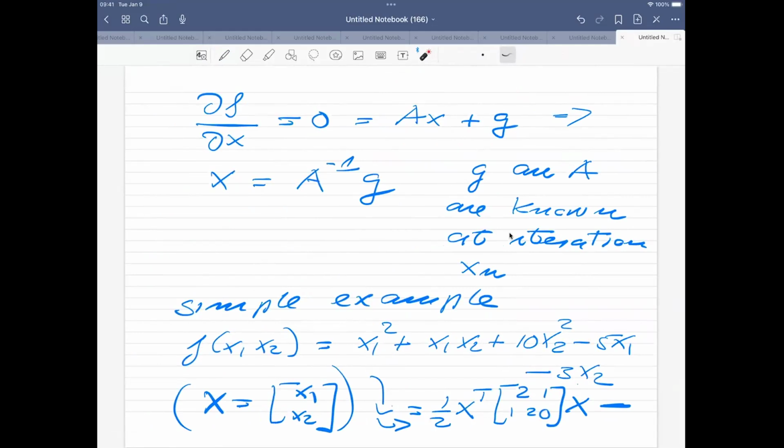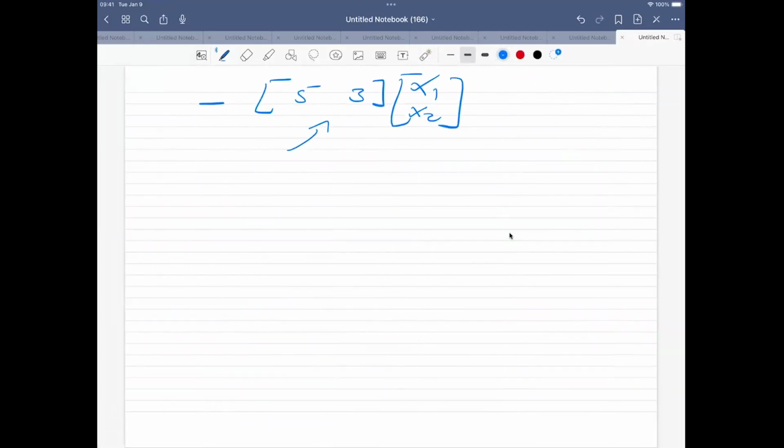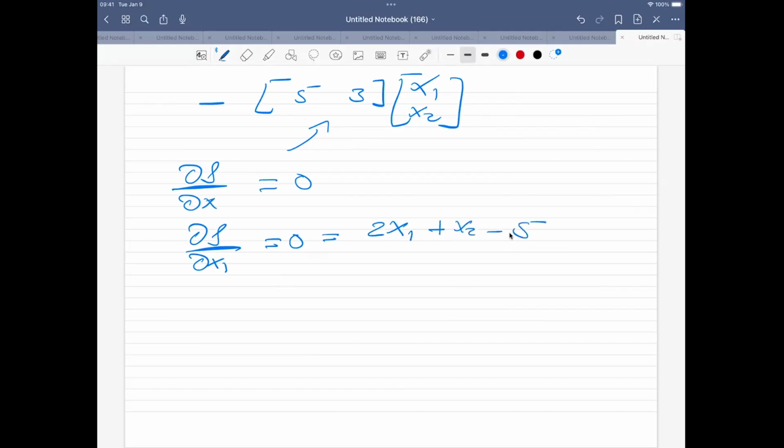So I hope you don't get offended if I now actually do this. What I want now is that df/dx equal to 0. So in our case, we would need df/dx1, which is 0, and that's the same as 2x1 plus x2 minus 5. And then we have another equation for x2, which we want to drive to 0, and that is the same as x1 plus 20 x2 minus 3.